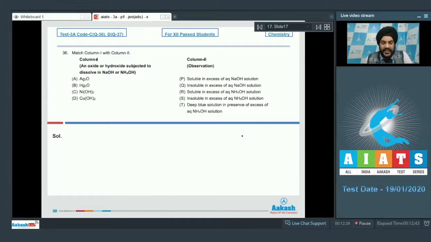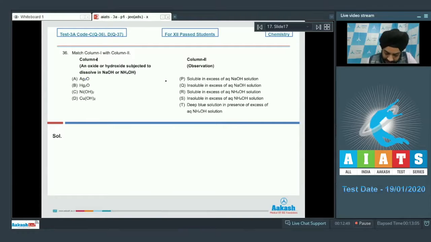Let us look at the next section, students. This section contains two matrix match the column type questions. Entries given in column 1 have to be matched with entries given in column 2. For every entry given in column 1, there may be one or more entries in column 2 which will be matched with it. Okay. So let us look at the first column now, starting with Ag2O.